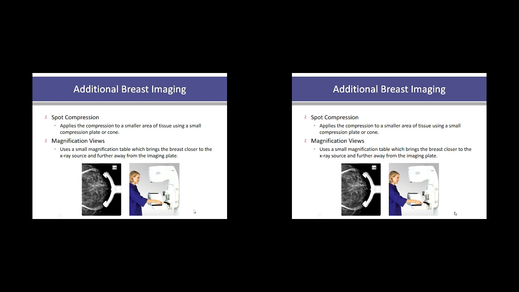So in that case, the radiographer will clip this magnification stand onto the mammography system. The breast will be positioned up here instead of down here, which is what we'd call contact mammography. Obviously we get more X-ray beam divergence and we get a magnified image as a result. So it enables us to see the cancers enlarged, and that's particularly useful when we're looking for the microcalcifications.